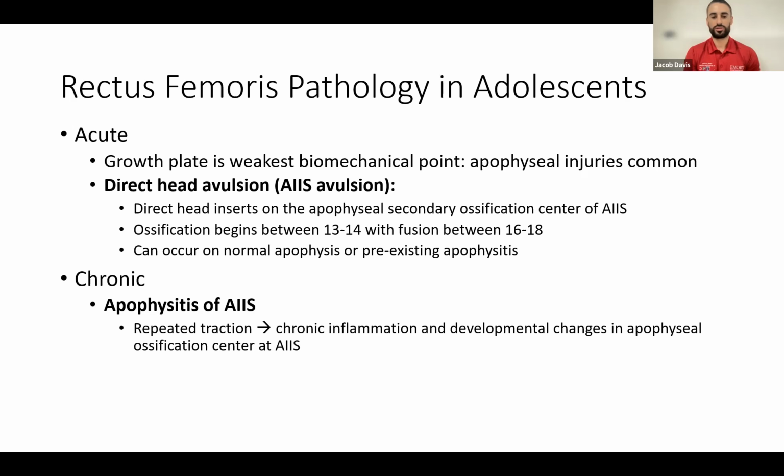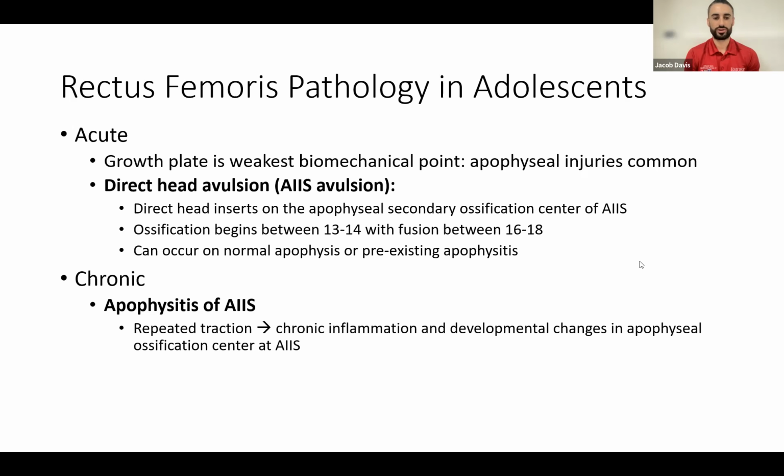It's important to know that this direct head inserts on this secondary ossification center on top of the AIIS, because that's what will pull off in these avulsion injuries. It's also important to remember that ossification of this area usually starts around 13 or 14 years old, and fusion is around 16 or 18. That's important when we're evaluating these adolescents that come in, understanding where they are in their growth phase and being able to correlate that with differentials.